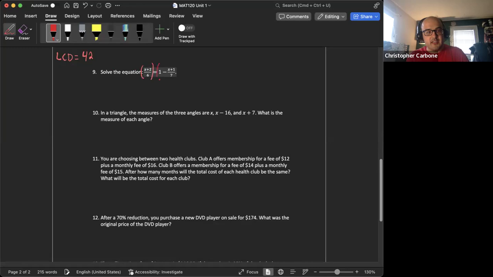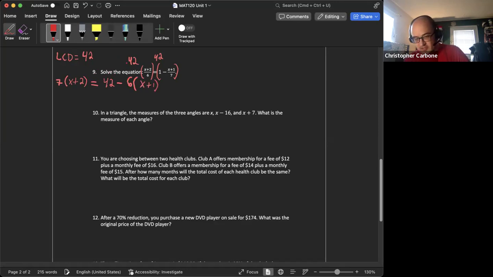And we're multiplying everything by that 42. So that is going to become, for this, 42 times the (x plus 2) divided by 6. 42 and the 6 cancel out to make 7 times (x plus 2) is equal to 1 times 42, so 42, minus (x plus 1) divided by 7 times 42, so 6 times (x plus 1).